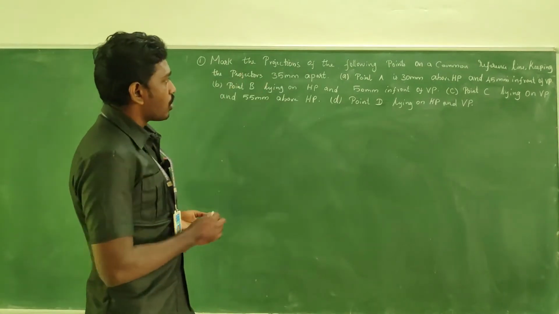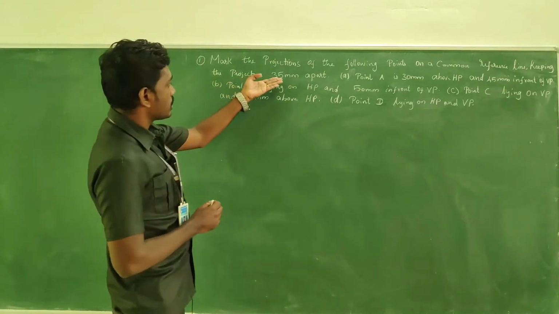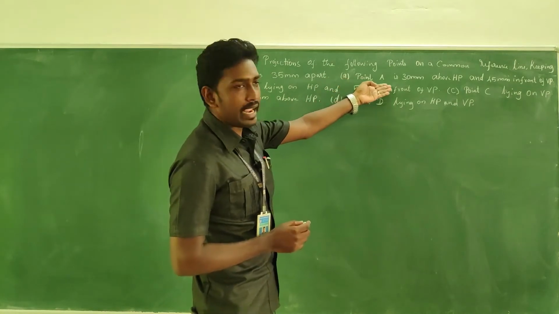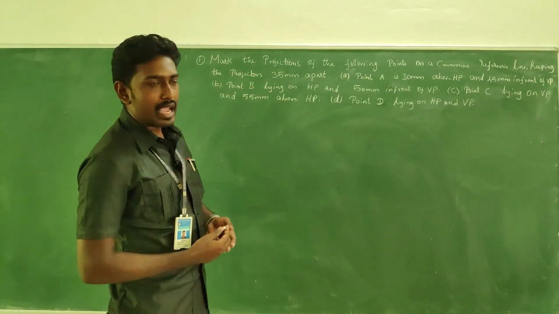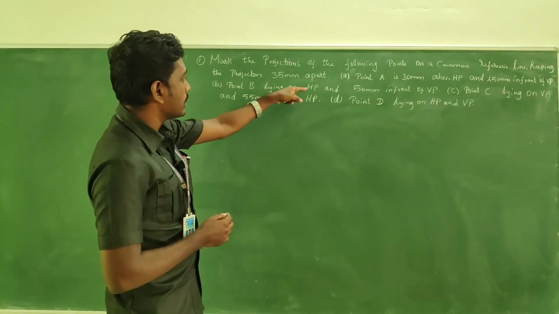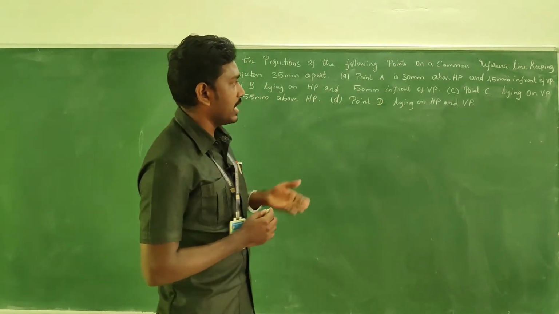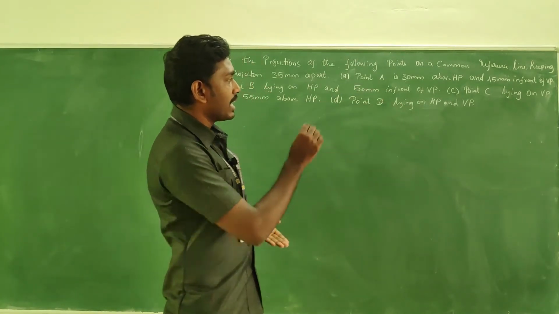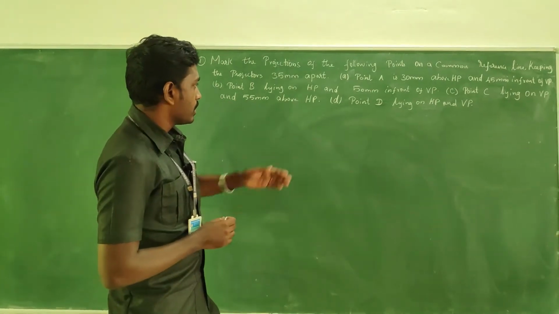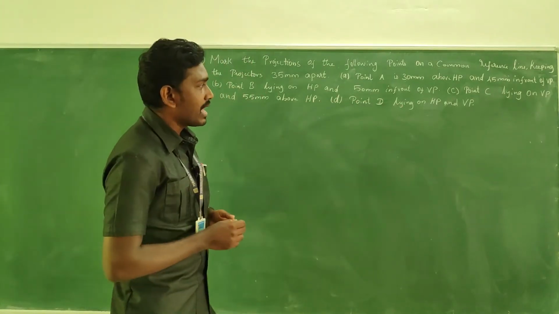Mark the projectors of the following points on a common reference line, keeping the projectors 35 mm apart. Case A: point A is 30 mm above HP and 45 mm in front of VP. Case B: point B lying on HP and 50 mm in front of VP. Case C: point C lying on VP and 55 mm above HP. And the last condition: point D lying on HP and VP.